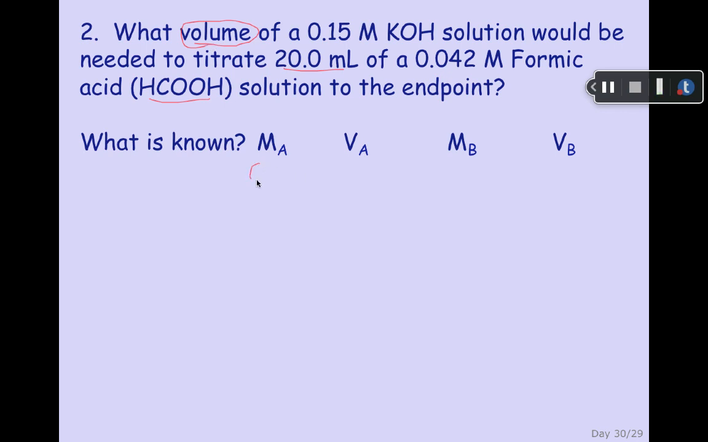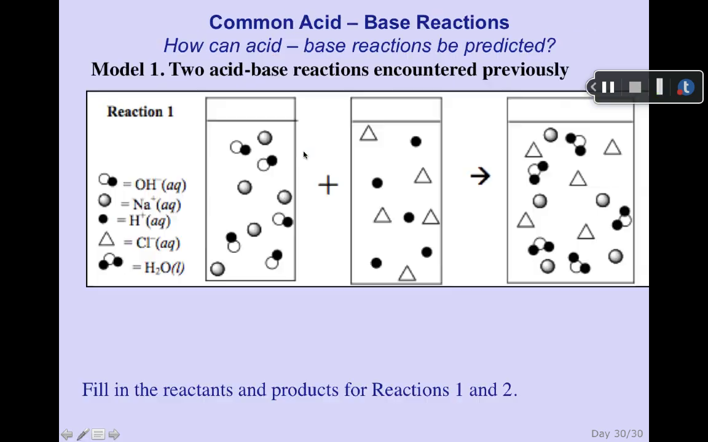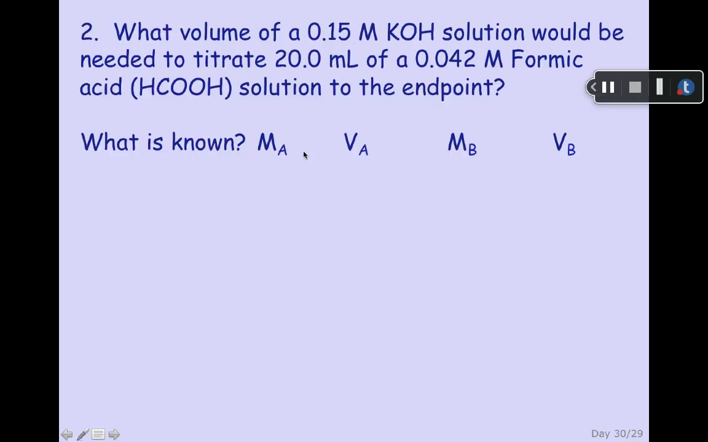So what do we know? The molarity of the acid, that would be the formic acid, 0.042. Be very, very cautious. Wait a minute, sorry about that. My tool didn't cooperate as I intended. 0.042 molar is your formic acid. The volume of the acid would be 20 milliliters.